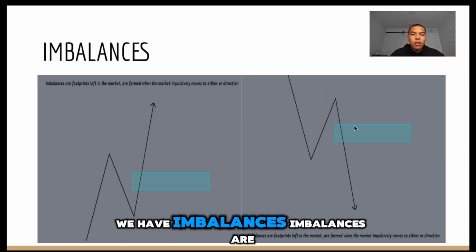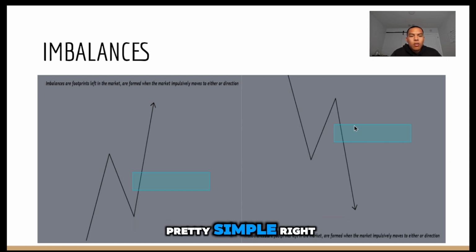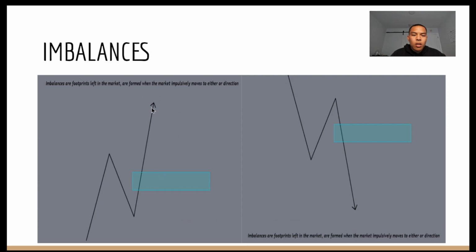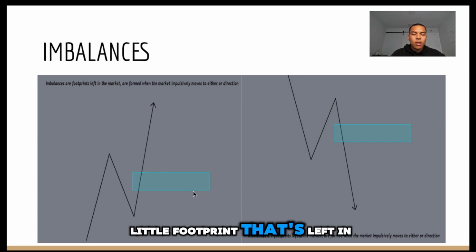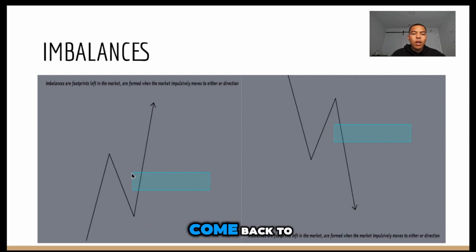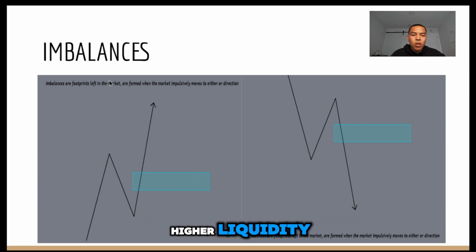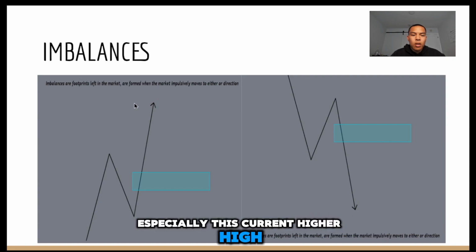Moving forward, we have imbalances. Imbalances are pretty simple, right? They're created as the market impulsively moves in either direction. Typically it's the same thing, right? When price makes a new higher high, higher low, and then a new higher high, there's always going to be a nice little footprint that's left in the market that price has to eventually come back to. And the reason why it has to come back to it is because in order for price to continue moving higher, it has to rebalance price action. Once price is rebalanced, then it'll continue giving you more signs of bullishness from this point moving forward. And then you'll be targeting higher liquidity targets that are up here, especially this current higher high, and vice versa.